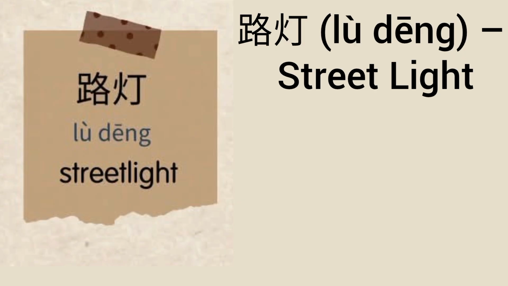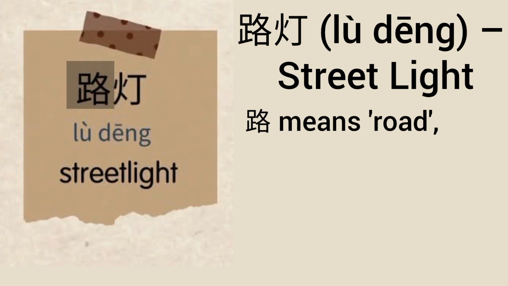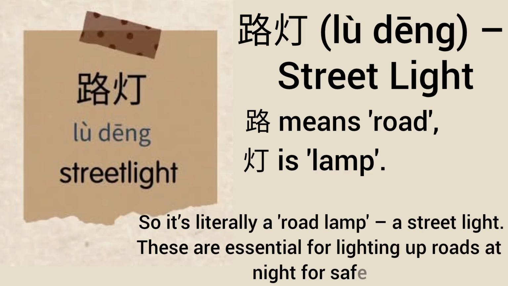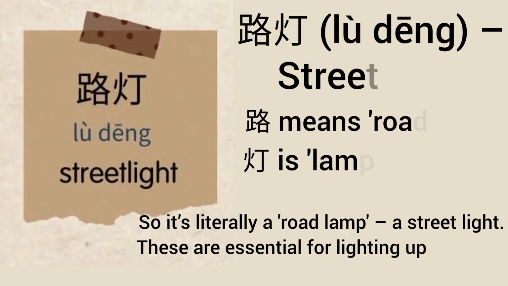First character is 路. It stands for road. Second character is 灯. It stands for lamp, which is our main character. So together it makes 路灯. So it's literally a road lamp, a street light. These are essential for lighting up roads at night for safety. Hope you learn it. Let's watch examples to learn it even more.